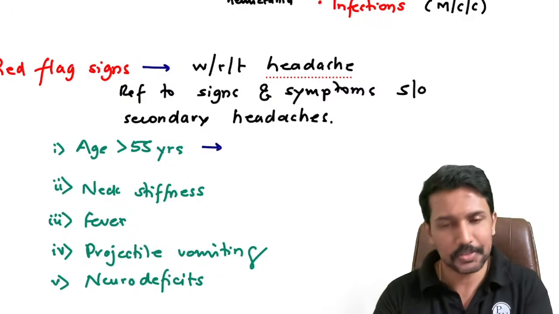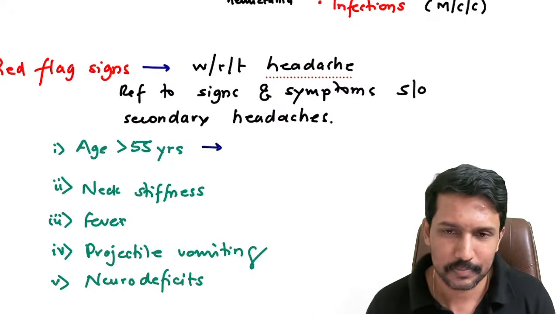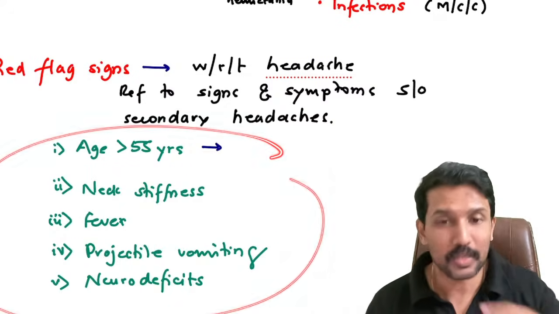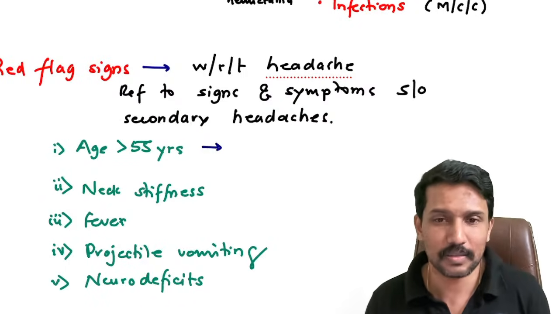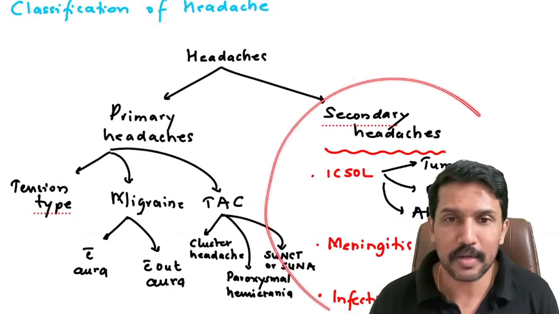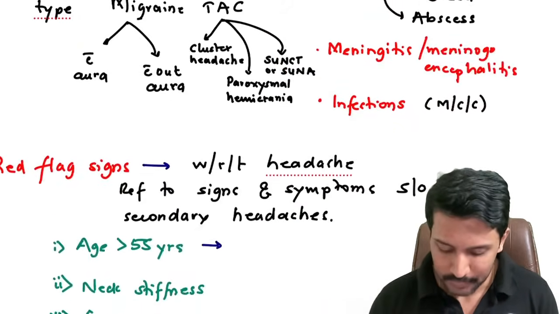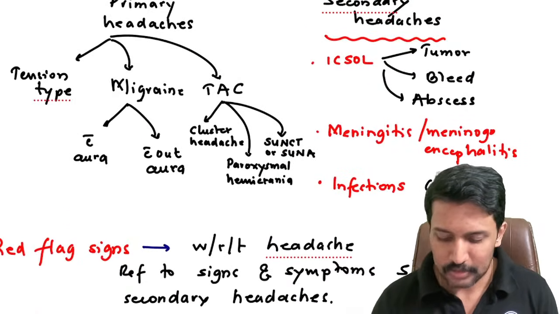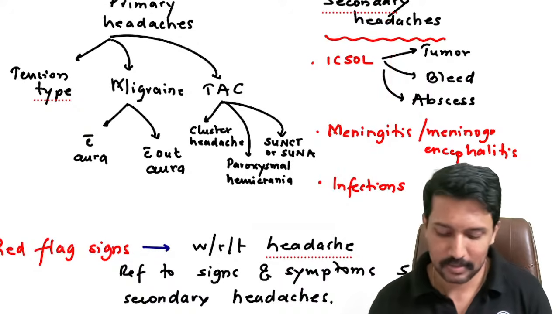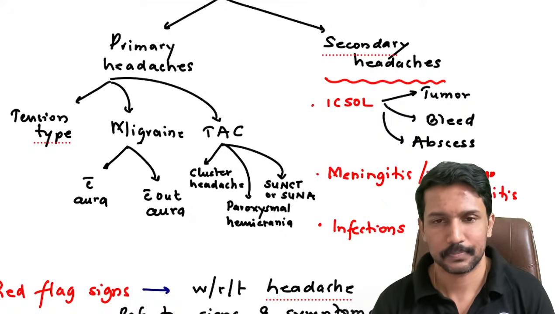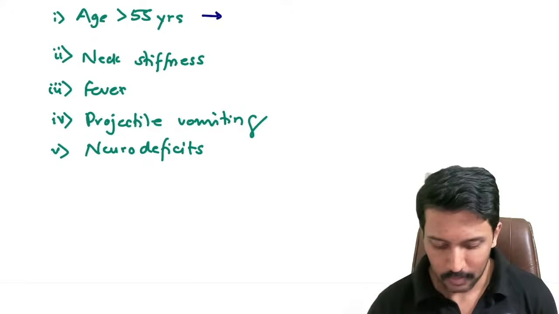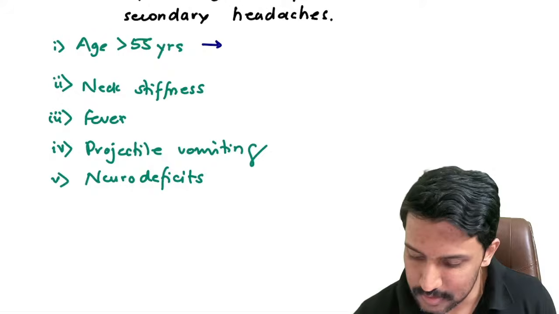So let us say I got a patient who is complaining of headache. If any of these are present, it's not an exhaustive list, the important list for your prof exam, I would start thinking about the possibility of secondary headaches. If red flag signs are not there, then the possibility of secondary headache is less likely. Then I can think of a diagnosis of tension type or migraine or cluster headache, right? So why is age more than 55 years a red flag sign?